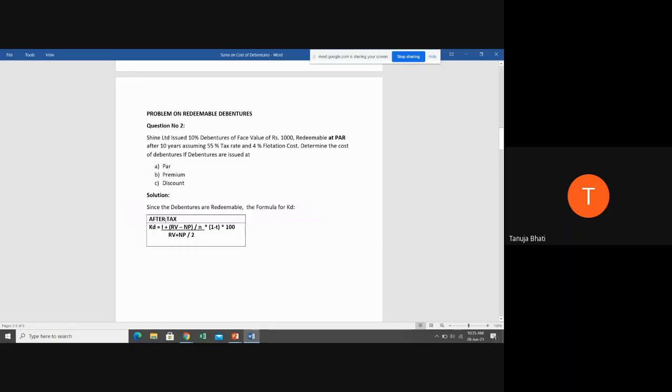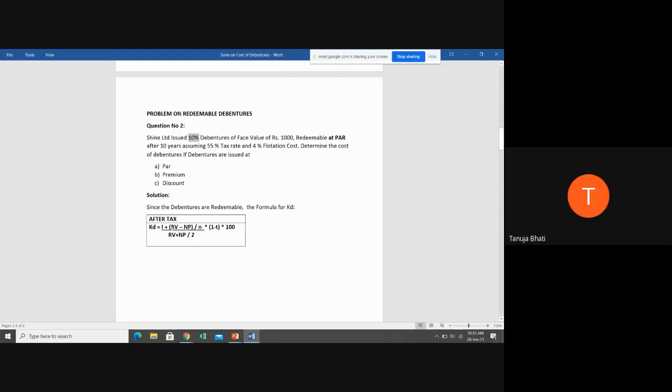And students, the formula for redeemable debentures after tax is I plus (RV minus NP) divided by N, for the whole divided by (RV plus NP) divided by 2, into (1 minus tax rate) into 100. Now, can anyone tell me, first thing is we have to ascertain the figures for each particular term. So can anyone tell me for I, what is the I in the problem? I stands for what? 10%. And 10% is always calculated on what? Face value of debenture. Very good.